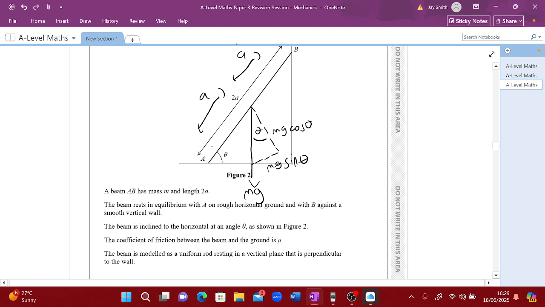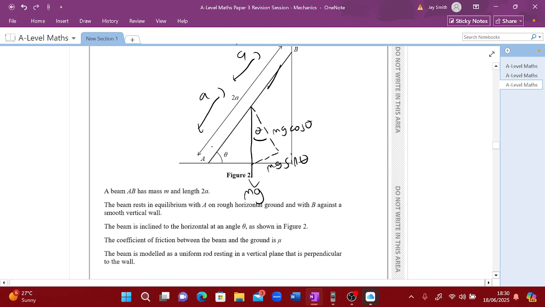We also told stuff about A and B, and at A, it's on a ground, and the ground is rough. So what that means is there's going to be friction, isn't it? So where would the friction act? So friction at A, so it's going to be along the floor, isn't it? So it's either going to be that side or that side. But think about it, really.